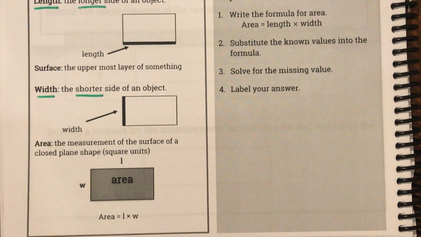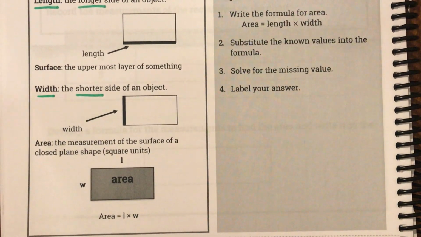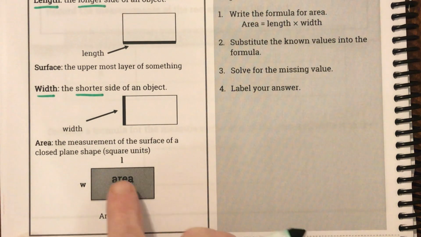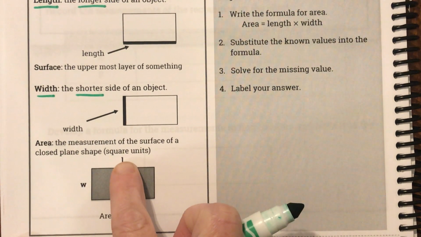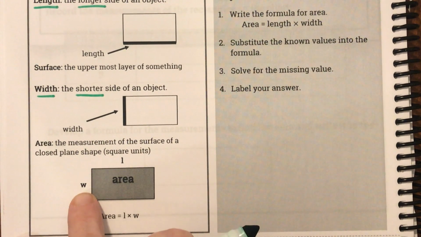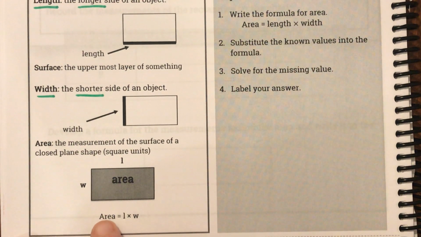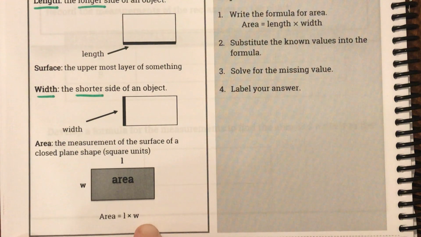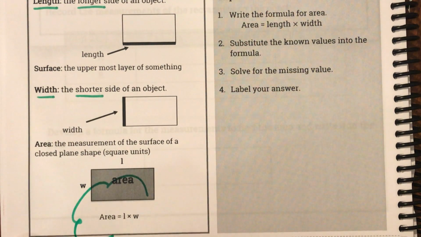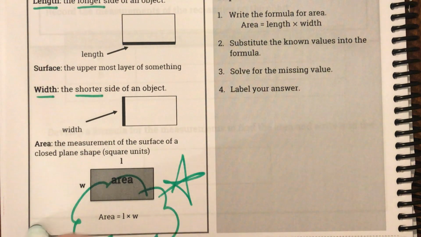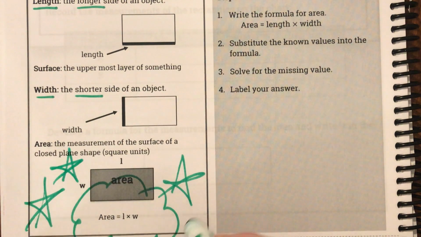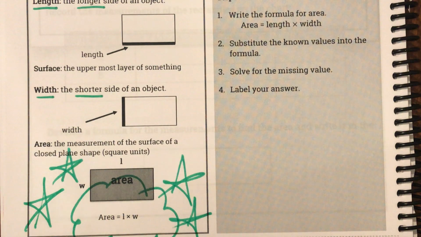So today, now here's our formula. Our actual formula for area is, here's my shape and here's my long side, so my length. Here's my short side, so my width. And my formula is area equals length times width. Okay, so this is my big formula. It's my most important part. I'm going to put stars because it's so important. So this is what we're doing today. Area equals length times width.